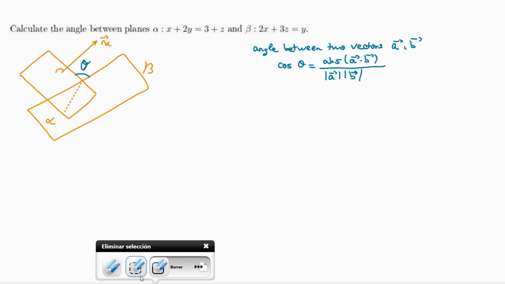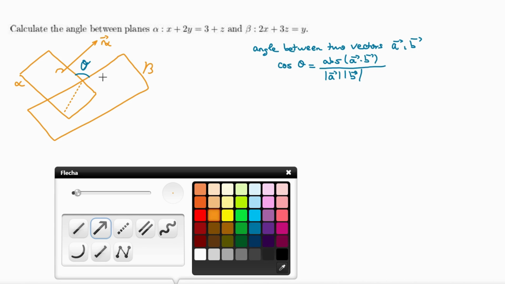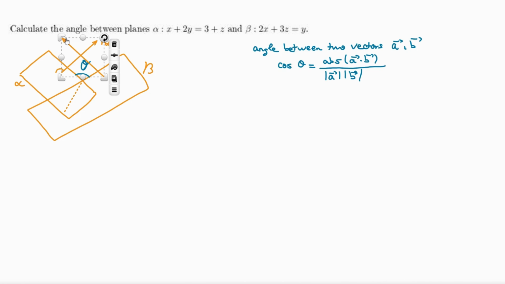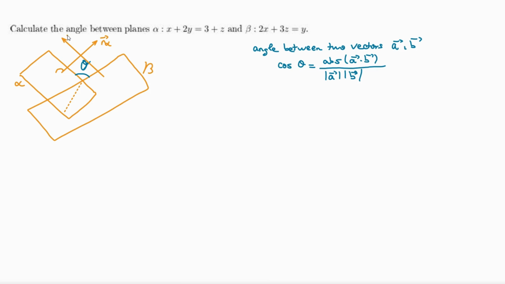Alpha, by the way, let me remove the label here, it's a little bit confusing. This is plane alpha and the other one is plane beta. And there is another vector, the normal vector to plane beta, also perpendicular to the plane it defines.